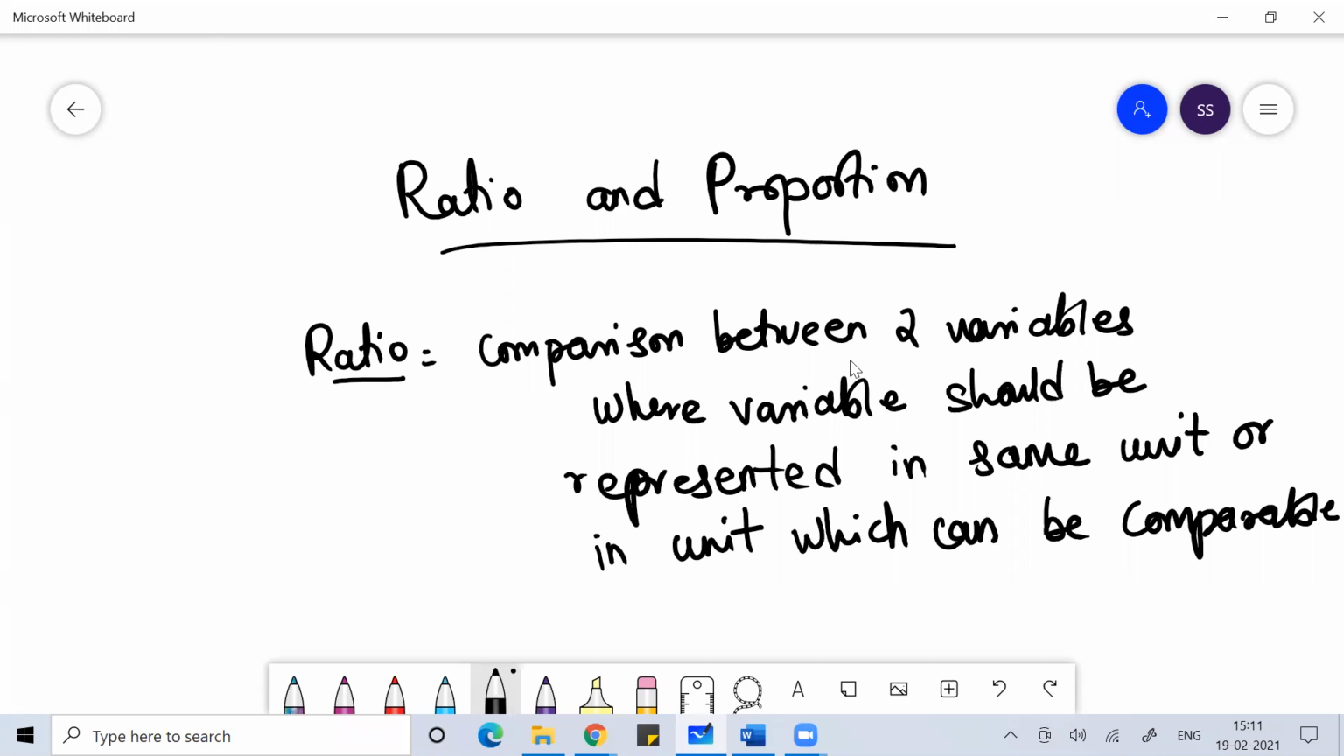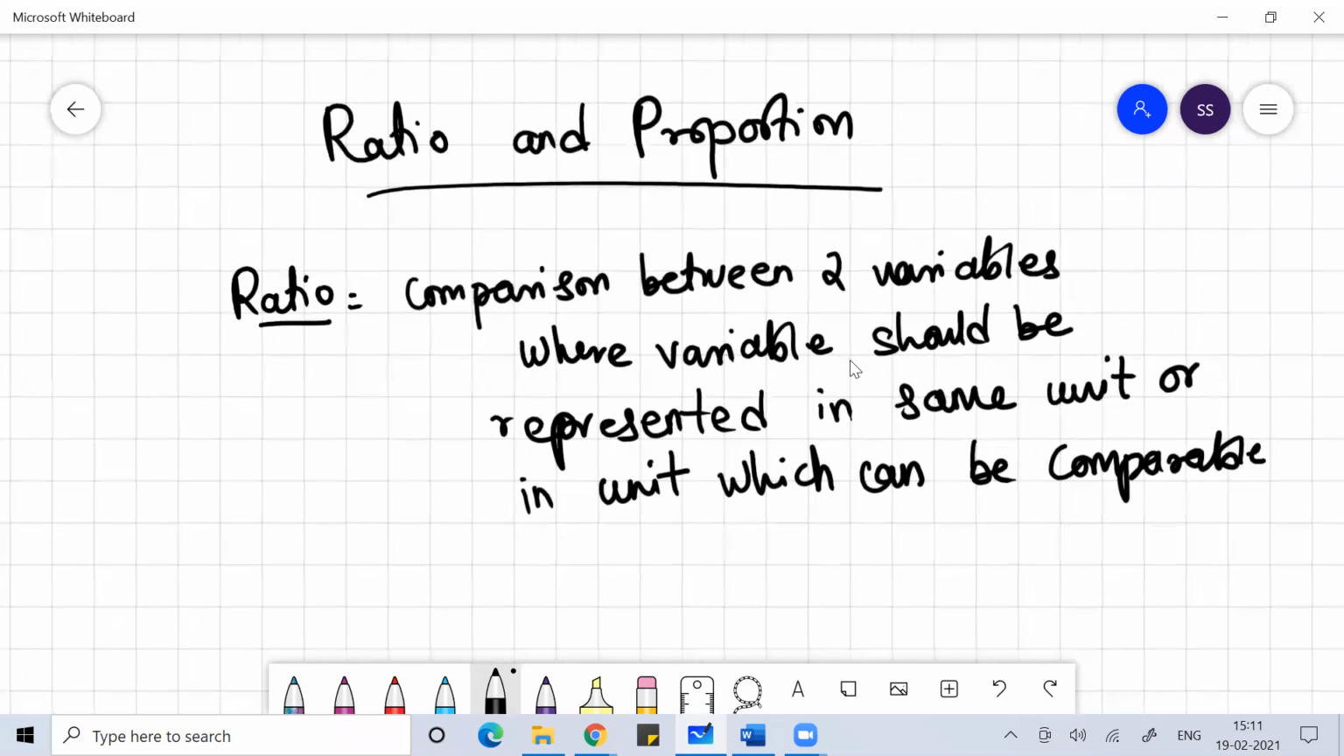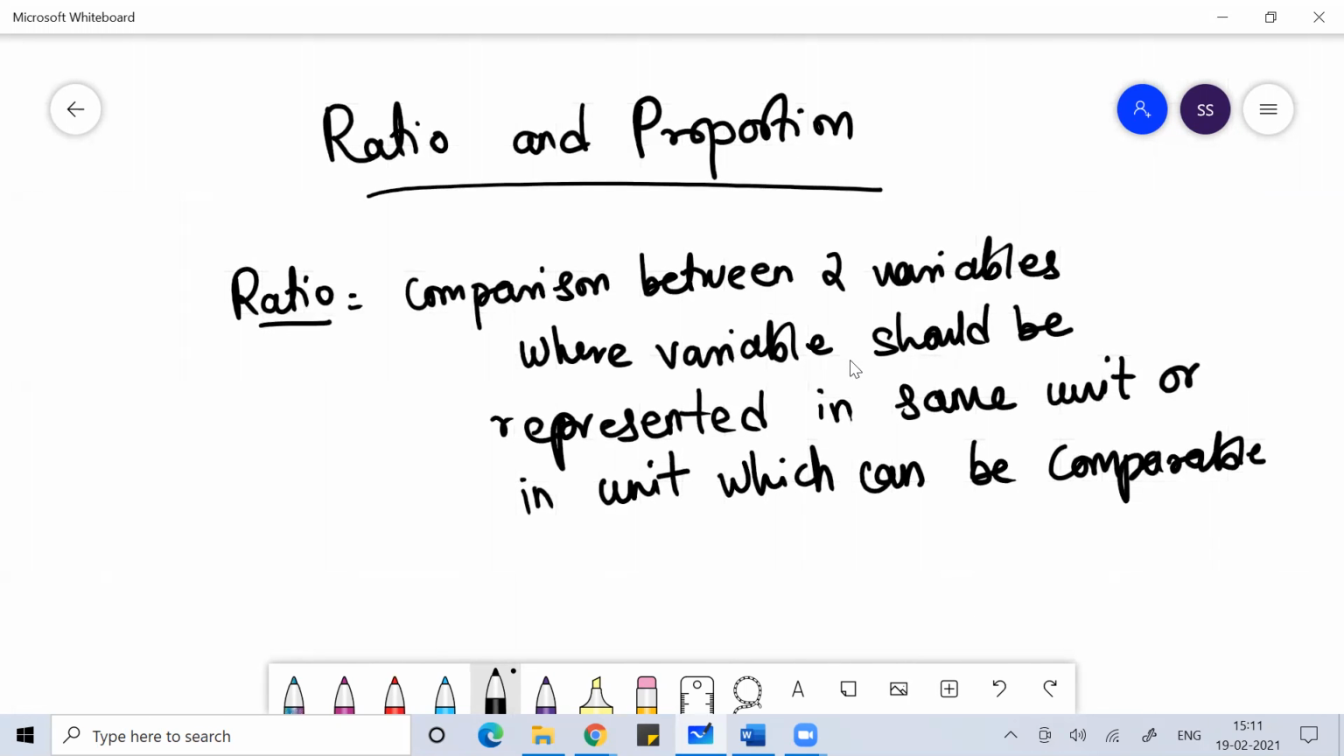In books, when you refer, you'll find different definitions for ratio. Here, we talk more precisely. In ratio, we talk about two variables. Suppose the two variables are A and B. Whenever we are making a comparison between the two variables, both the variables should be in the same unit. Like you can compare 2 kg with 10 kg.